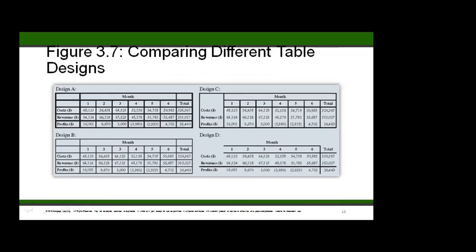Figure 3.7 compares several forms of a table displaying Gossamer's cost and revenue data. Most people find the design D with the fewest grid lines easiest to read. In this table, grid lines are used only to separate the column headings from the data and to indicate that a calculation has occurred to generate the profits row and the total column.